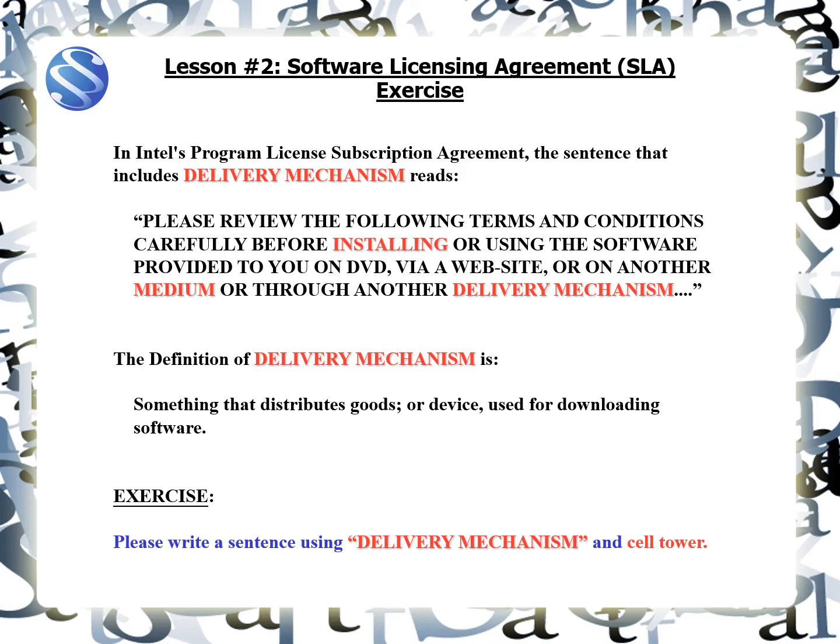Very good. Let's go ahead and do an exercise for delivery mechanism. In Intel's Program License Subscription Agreement, the sentence that includes the delivery mechanism reads, please review the following terms and conditions carefully before installing or using the software provided to you on DVD via a website or on another medium or through another delivery mechanism. The definition of delivery mechanism is something that distributes goods or a device used for downloading software. Your exercise for delivery mechanism is, please write a sentence using delivery mechanism and cell tower.